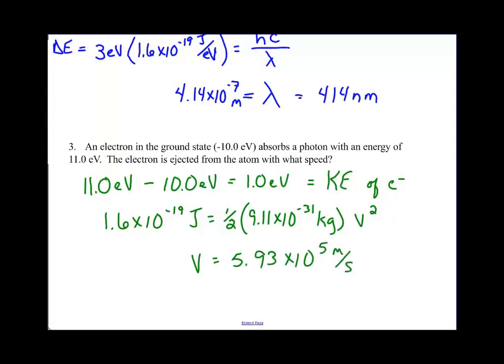And that takes us through the bulk of Chapter 23 on atomic physics. We'll look next at nuclear physics and the interactions, the reactions of the nucleus as opposed to chemical reactions.